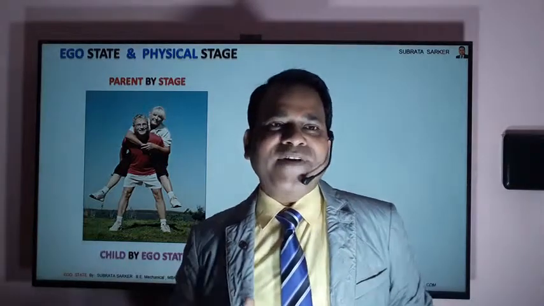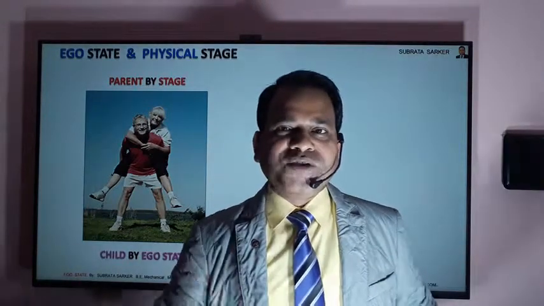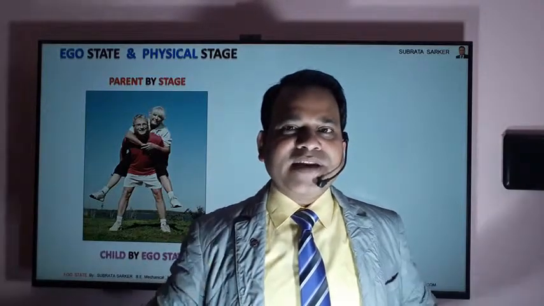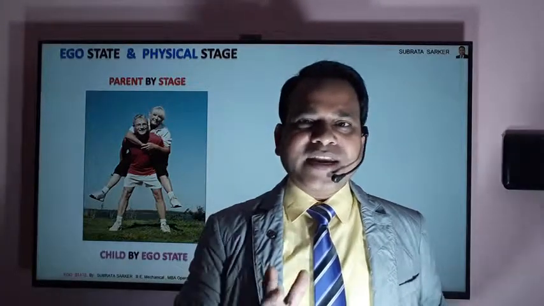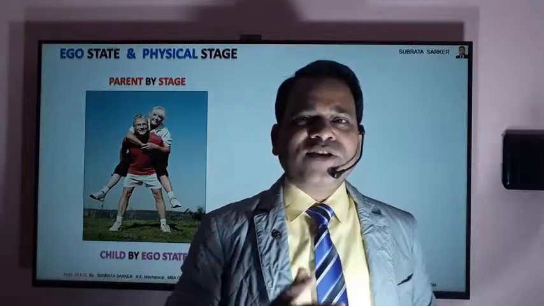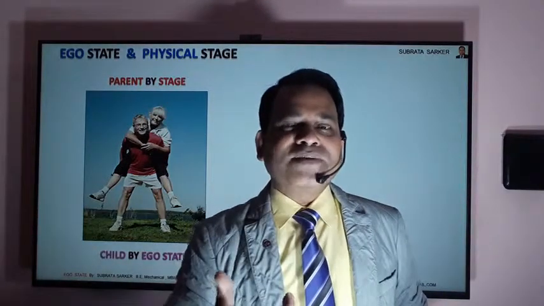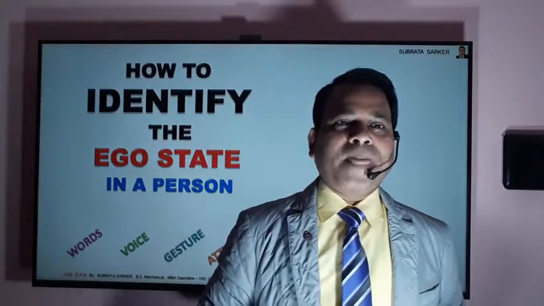Now how to identify the ego state in a person? Because this is very important to make your communication very successful, so this is needed in life actually. Nobody wants to fail in communication. So there are 4 ways you can identify the ego state of a person or make sure that person is in that ego state specifically. One is different types of words used in different ego states. Different voice comes in different ego states. Different gesture and posture come in different ego states, and different attitude comes in different ego states.